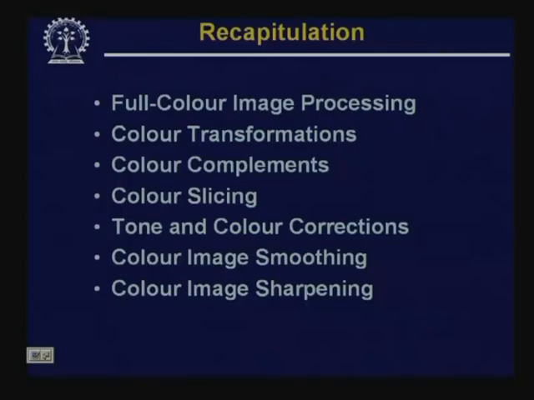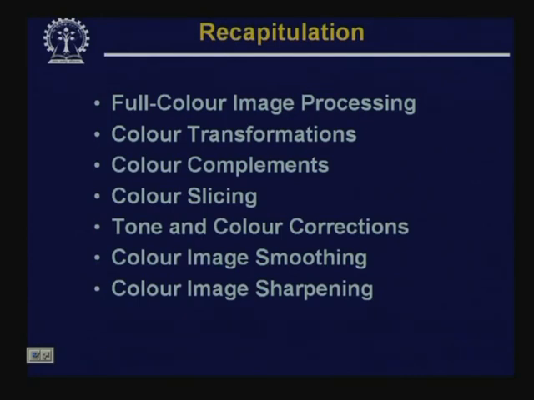In the last class, we discussed color image processing. We talked about full color image processing, and under full color image processing techniques, we discussed various topics like color transformation, color complements or color negatives. We talked about color slicing. We talked about what is meant by the tone of a color image and how we can go for tone and color corrections in case there is any defect in the image tone. Then we also talked about processing techniques like color image smoothing, and how to sharpen a particular color image.